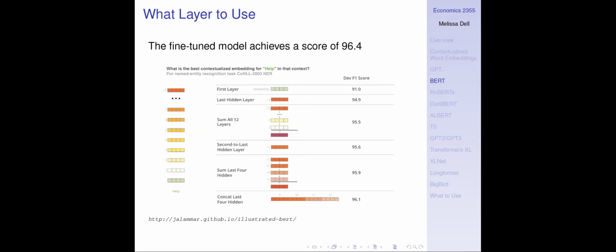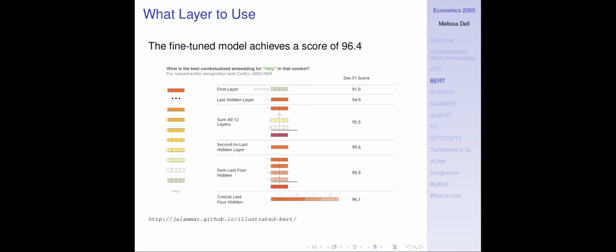Whereas if you take the embeddings and put them into a separate model that you're training for named entity recognition, the scores are, if you use the first layer of representations, a score of 91, which is a fair bit lower. The last hidden layer, you do a lot better. They sum all 12 layers, that's even a little bit better. Second to the last layer does pretty good. You can sum the last 4 hidden ones, concatenate the last 4 hidden ones. And so obviously there's a lot of options here.